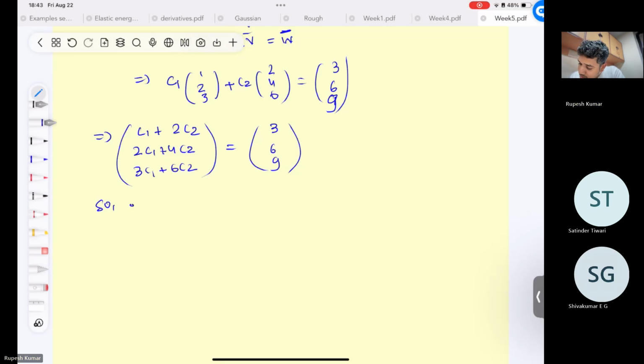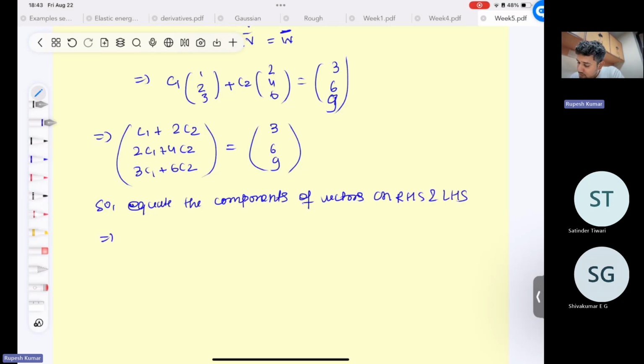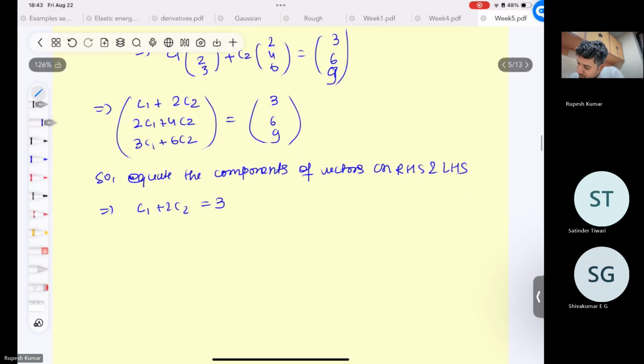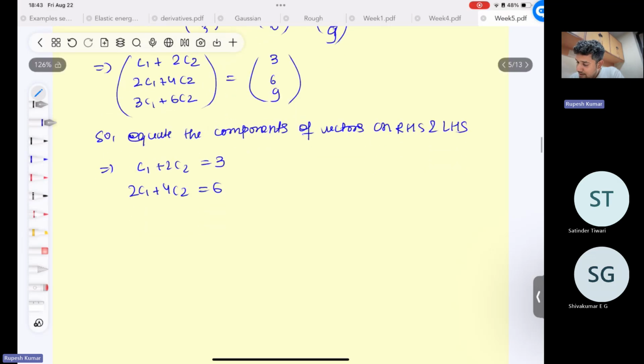So just equate the components of the vectors on the RHS and LHS. That essentially means C1 plus 2C2 equals 3, 2C1 plus 4C2 equals 6, and 3C1 plus 6C2 equals 9. Right, everyone?